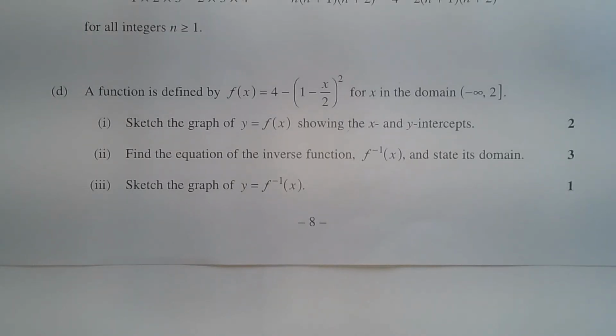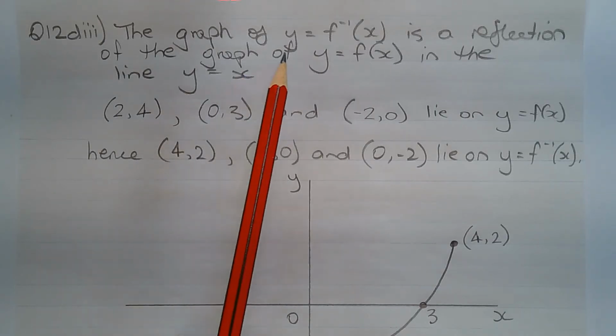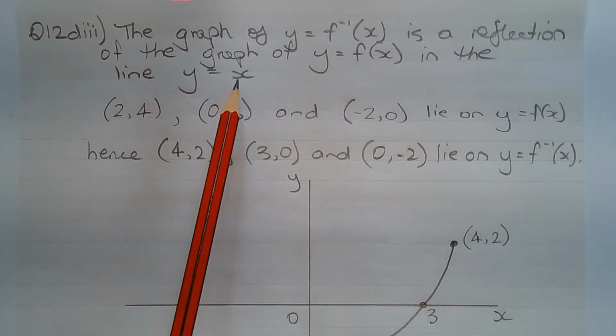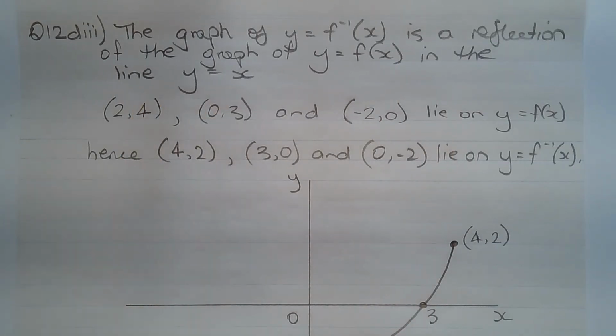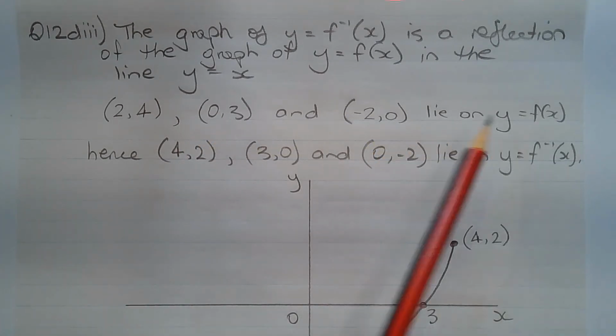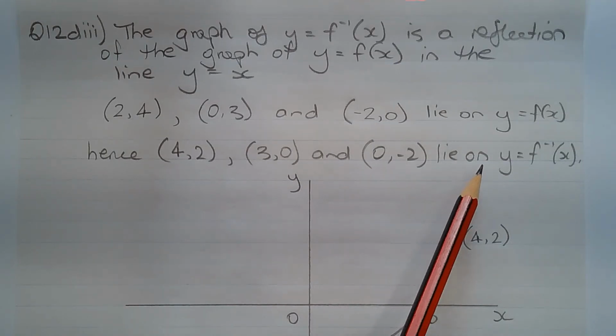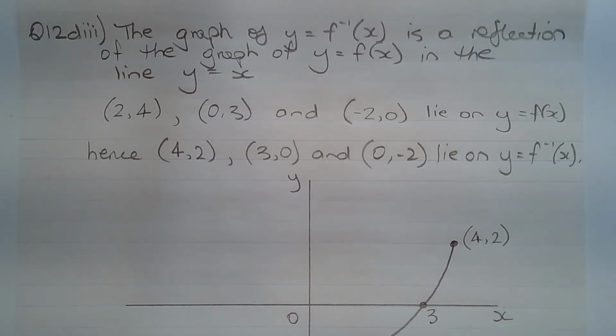Part 3. Sketch the graph of y = f inverse of x. The graph of y = f inverse of x is a reflection of the graph of y = f(x) in the line y = x. Now the points (2, 4), (0, 3) and (−2, 0) lie on y = f(x). Swapping the coordinates around, (4, 2), (3, 0), and (0, −2) lie on y = f inverse of x.